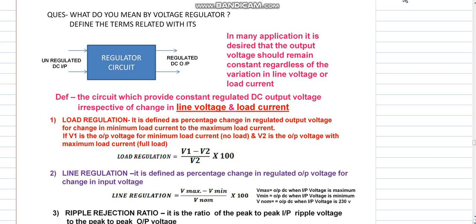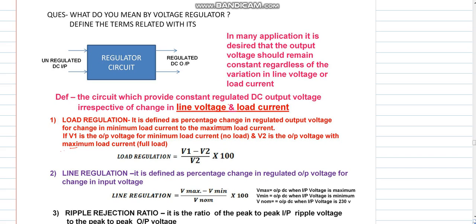Now the next topic: what do you mean by a voltage regulator circuit? The regulator is the last part of the DC power supply. The first part of the DC power supply is a rectifier circuit. It provides pulsating DC output. The second part is a filter circuit that provides a pure form of DC.